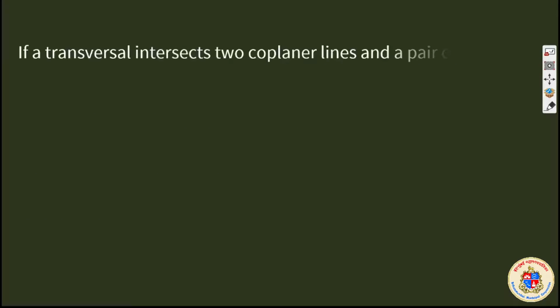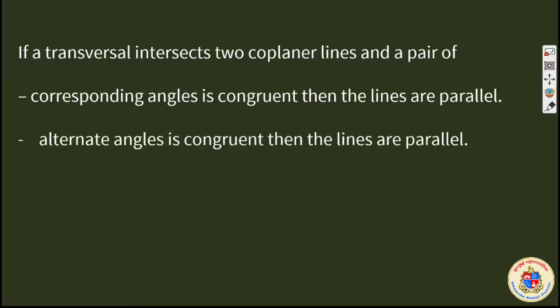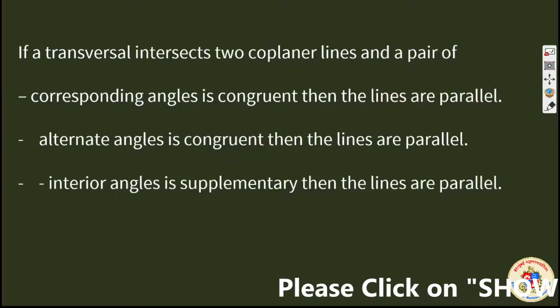On the other hand, we can say the opposite. If a transversal intersects two lines and it is found that the corresponding angles are congruent, we will say that the lines are parallel. Or if alternate angles are congruent, we will say that the lines are parallel, otherwise they will intersect. And we will say that if interior angles are supplementary, then lines are parallel.